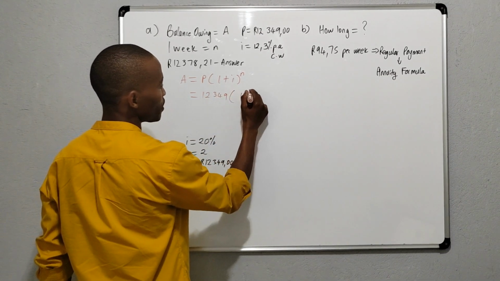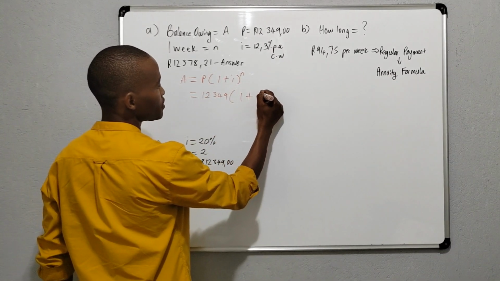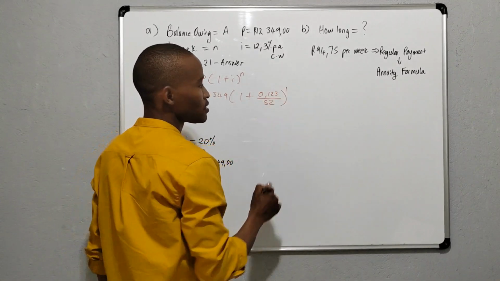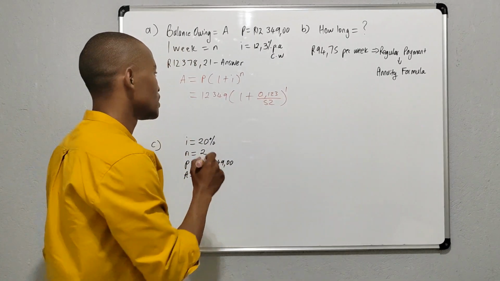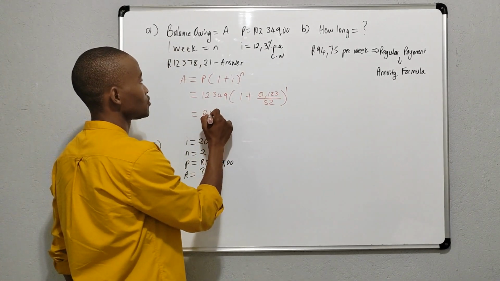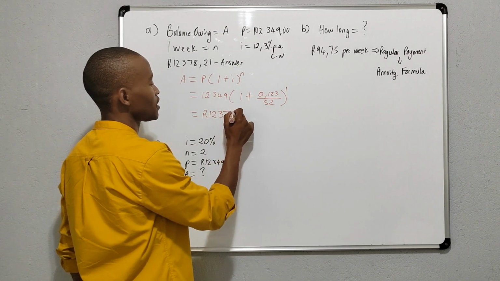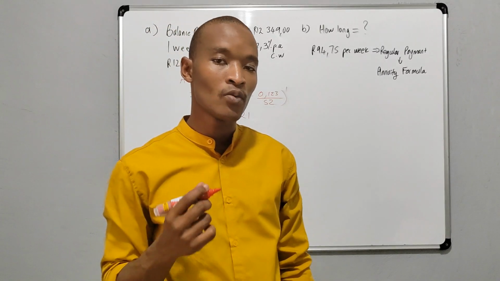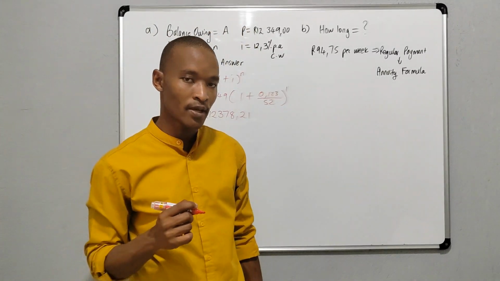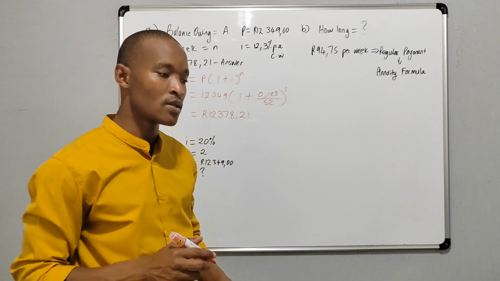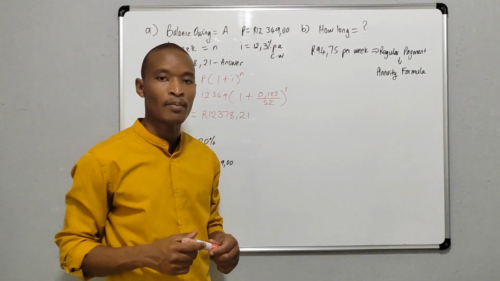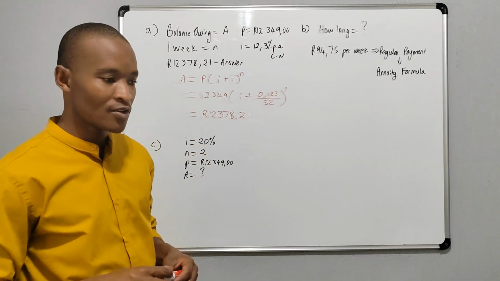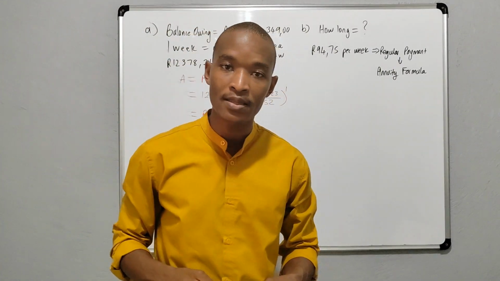12,349, put it in there, 1 plus, what is the interest rate? 0.123 over 52, and this is only for one payment period. And the answer that you get here is definitely 12,378.21. Okay, remember in finance, we round off to 2 decimal places, because we need to express our amounts in cents as well where that is necessary. Okay, good stuff. Let us look at the next question.